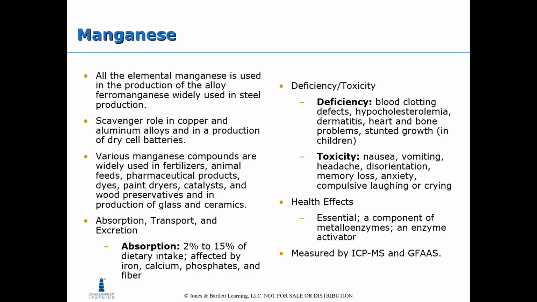Absorption, transport, and excretion. Absorption, 2 to 15% of dietary intake, affected by iron, calcium, phosphates, and fiber. Deficiency includes blood clotting defects, hypocholesterolemia, dermatitis, heart and bone problems, and stunted growth in children. Toxicity includes nausea, vomiting, headache, disorientation, memory loss, anxiety, compulsive laughing or crying. Health effects: essential, a component of metalloenzymes, an enzyme activator. It's measured by ICP-MS and GFAAS.